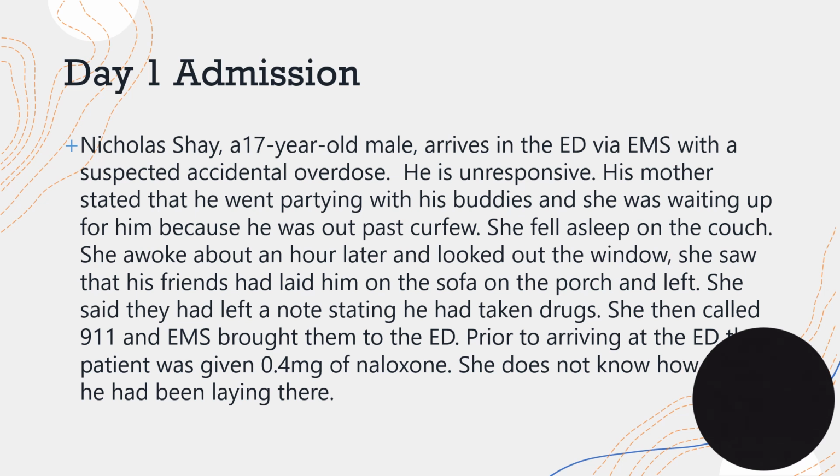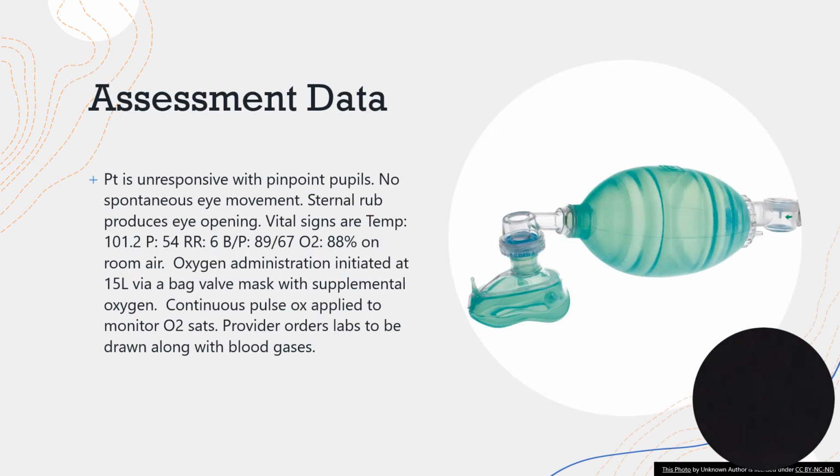Prior to arriving at the ED, the patient was given 0.4 milligrams of naloxone, and the mother says that she does not know how long her son had been laying there. The nurse goes into the room to collect her assessment to assess the patient. He is unresponsive. She checks his eyes and his pupils, pinpoint with no spontaneous eye movement. She does a sternal rub, and that makes him open his eyes. As soon as she stops that sternal rub, he just goes unresponsive again.